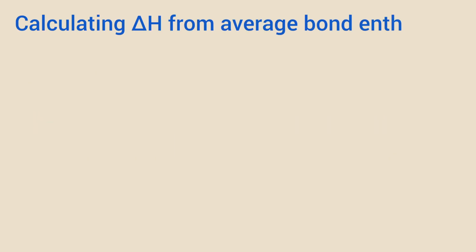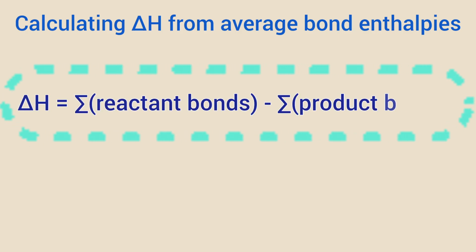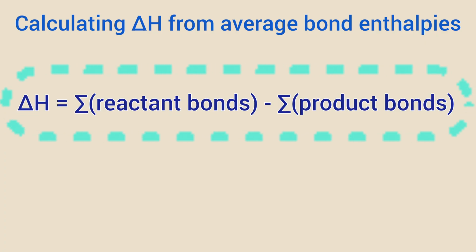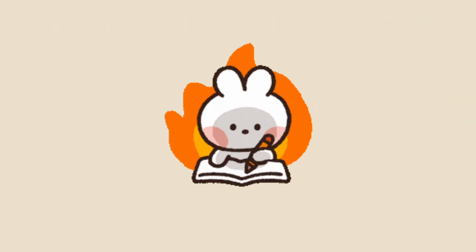To calculate an enthalpy change using average bond enthalpies, we use the equation delta H, change in enthalpy, equals sum of the reactant bonds minus the sum of the bonds in the products. Let's practice using that equation in a couple of exam questions.